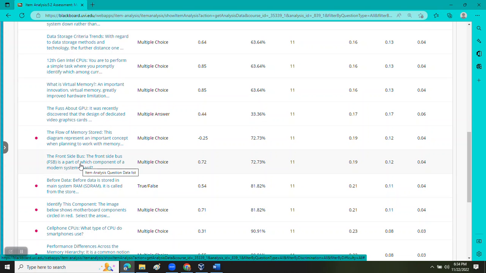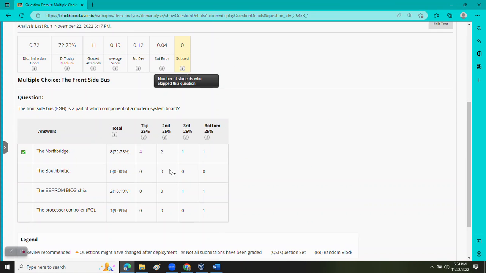Front side bus, this will be the last of the multiple choice and true false questions that we review. The question reads, the front side bus, or FSB, is a part of which component of a modern system board? Well, the data bus itself on the motherboard is that part of the motherboard that looks like a superhighway overlaid on top of landscape.